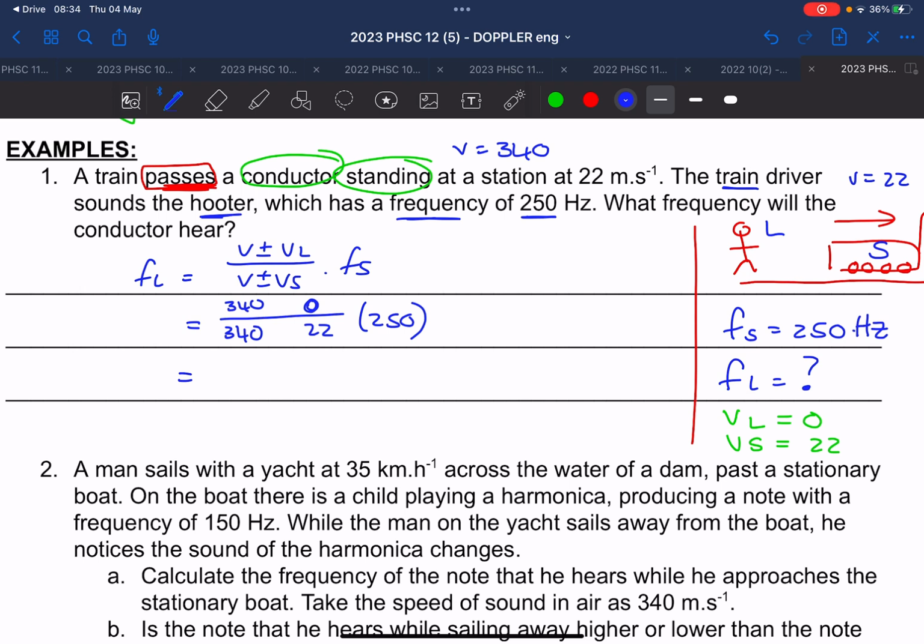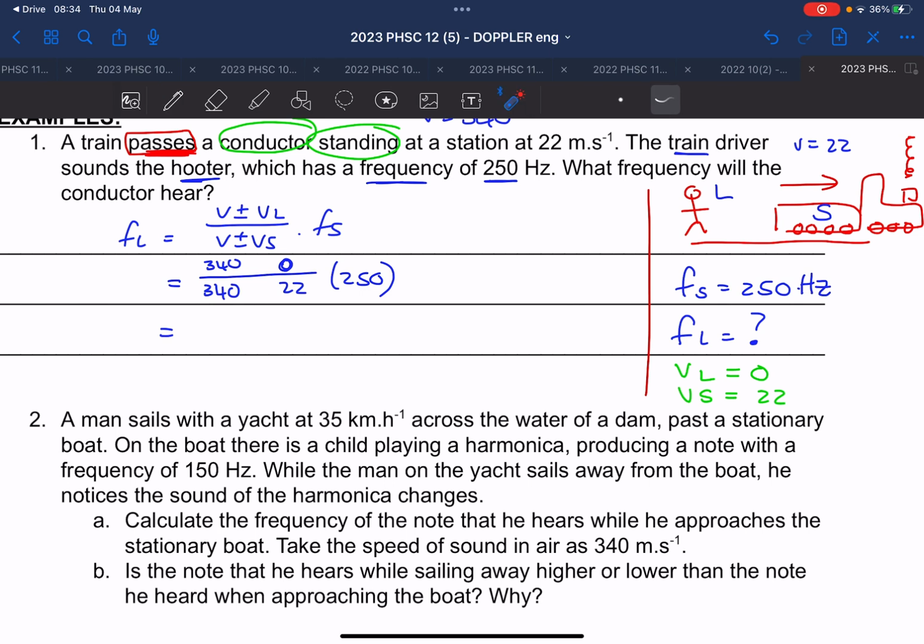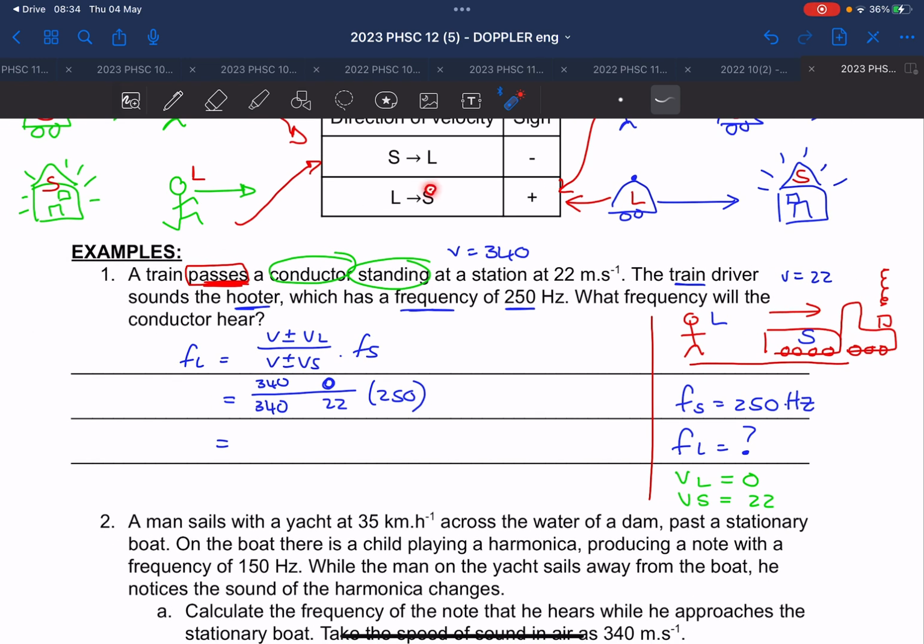It's not always that. They should tell you what you can take the speed of sound as. Now, we see there that the source is moving away from the listener. So which one is that? The source is moving away from the listener. Is L before S in the alphabet? Yes. So it's a plus.